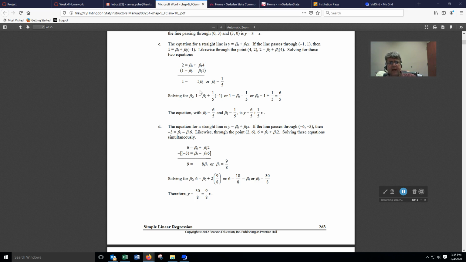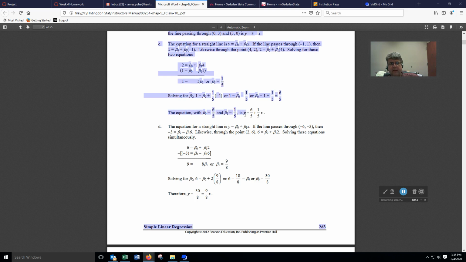And if we were to do that, we would say, okay, we've got 1 equals beta naught minus 1/5, multiplying those two together here. Okay, then we know that we need to isolate beta naught, so we can divide both sides by, excuse me, I'm sorry, we're going to add 1/5 to both sides. We're going to get rid of this 1/5. And that's going to leave us with beta naught equals 6/5. And then we know beta 1 is 1/5.